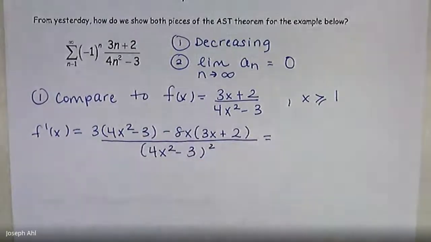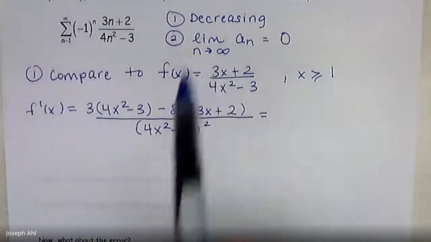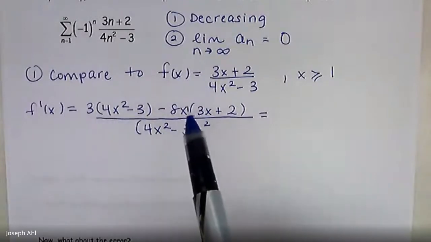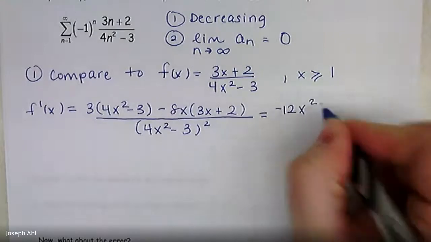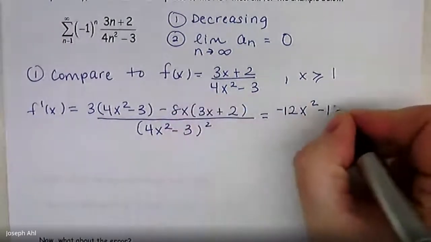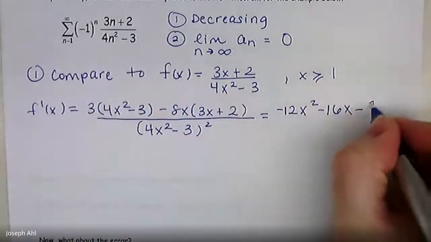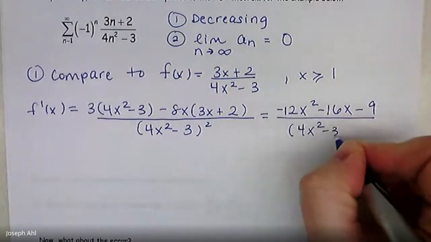To determine whether this is positive or negative, and we want it to be negative if we're looking for decreasing here, I'll distribute the 3 across the top. That's going to be a 12x squared, this is going to be a minus 24x squared, so in total negative 12x squared. You're going to get a negative 16x over here. And then from the first binomial, 3 times negative 3 would be a minus 9. And this is all over 4x squared minus 3 squared.